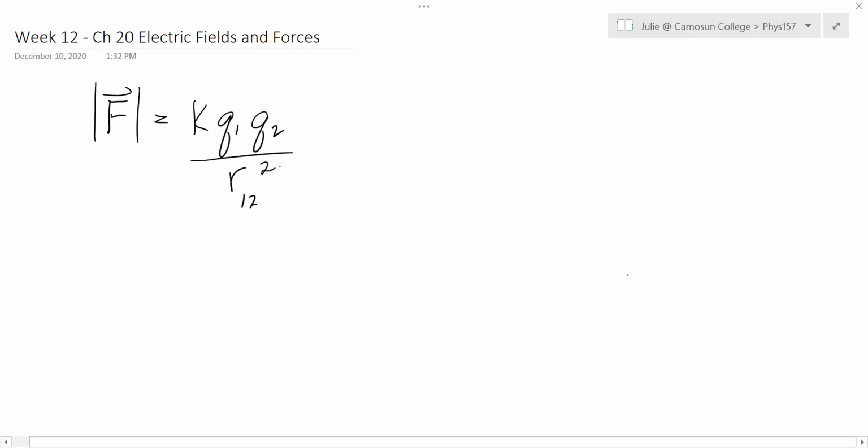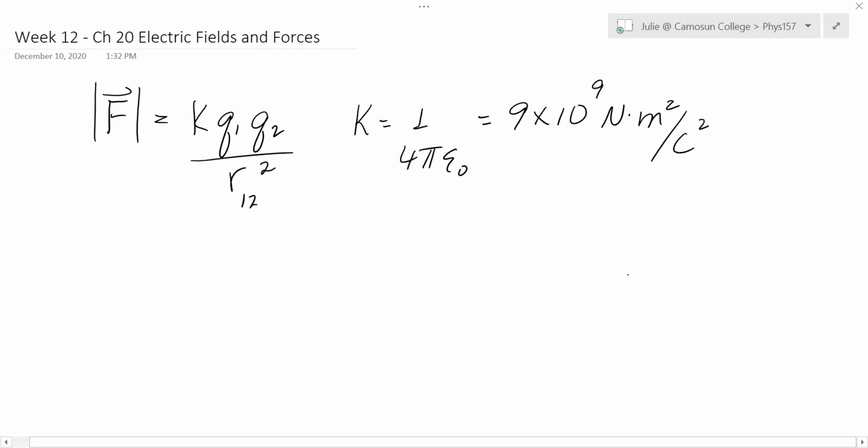In this video, we're going to be dealing with electric forces and fields. So Coulomb's law is the equation that governs the force between two electric charges. It can be written as K Q1 Q2 over R12 squared. K is the same as 1 over 4 pi epsilon naught, and that's 9 times 10 to the 9 Newton meter squared per Coulomb squared.